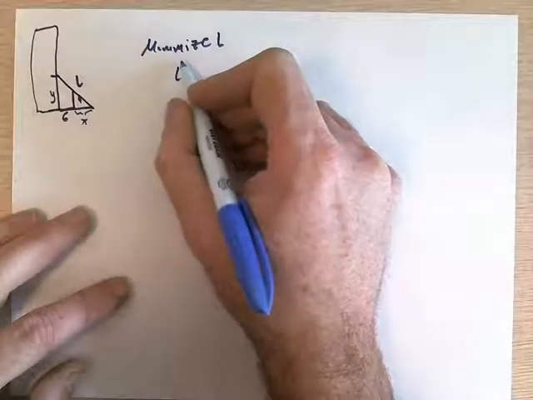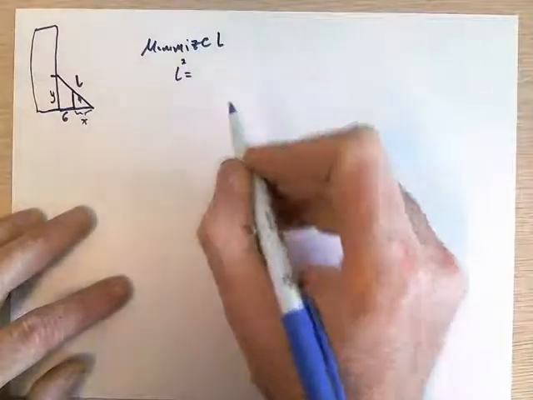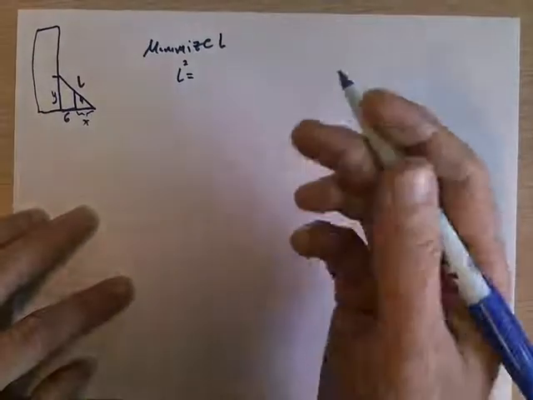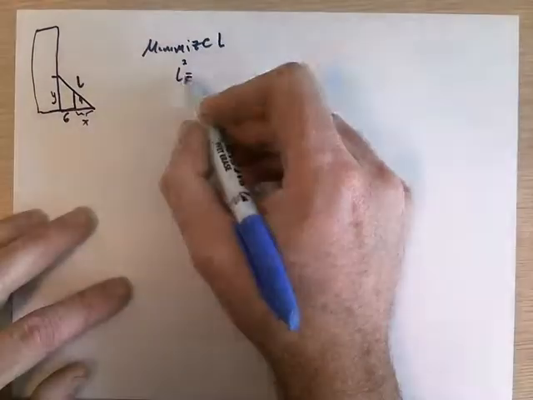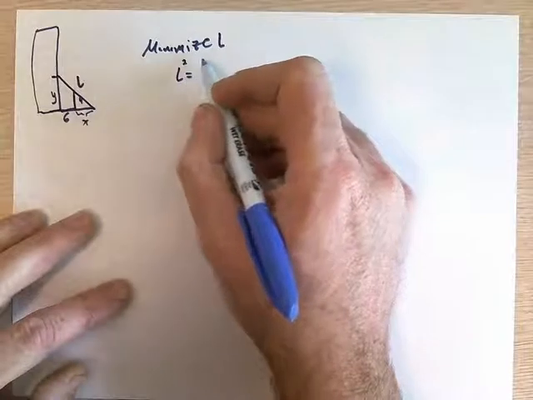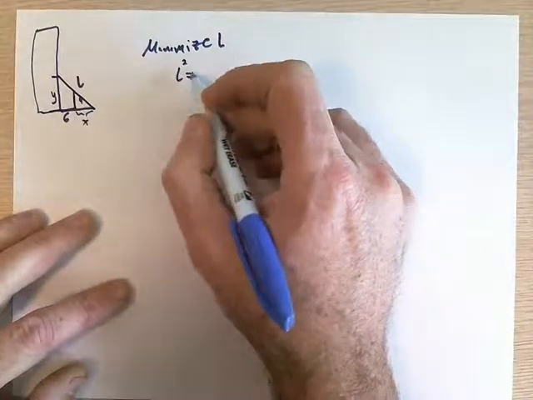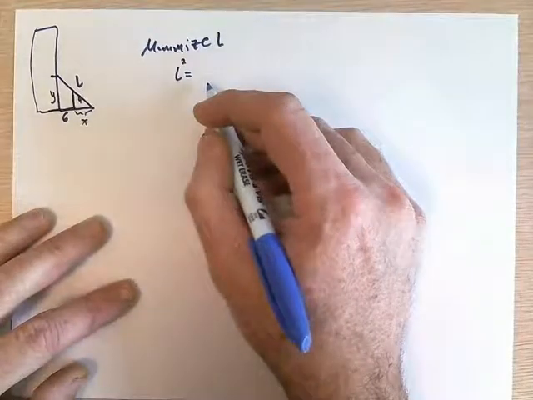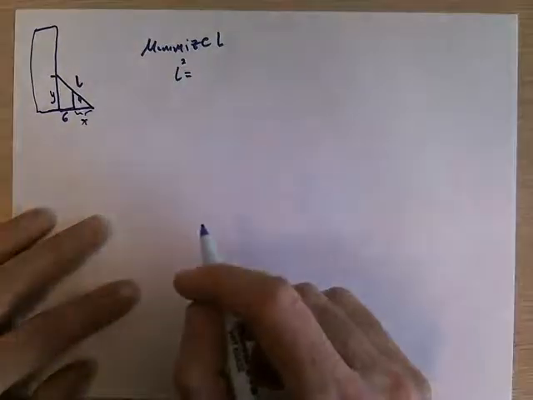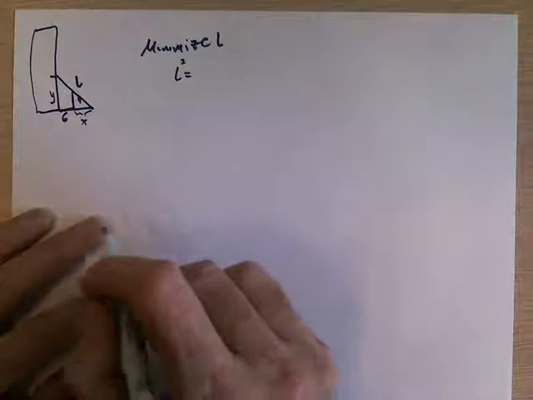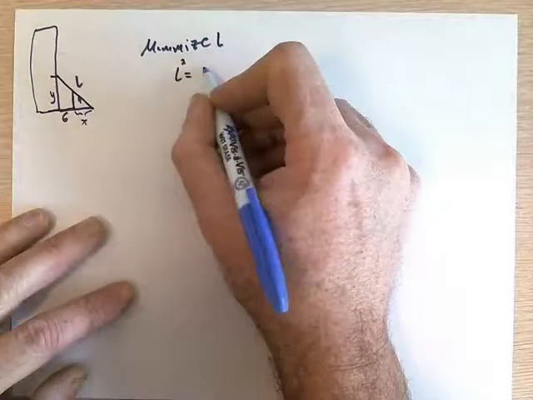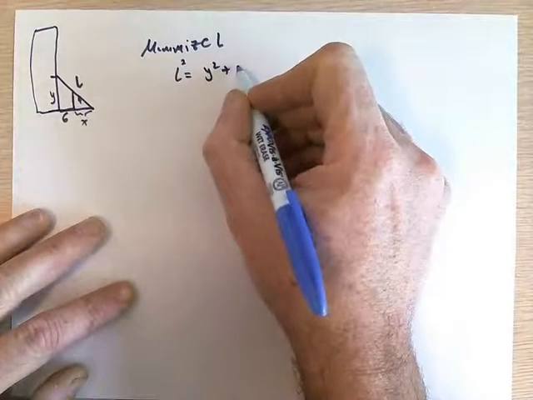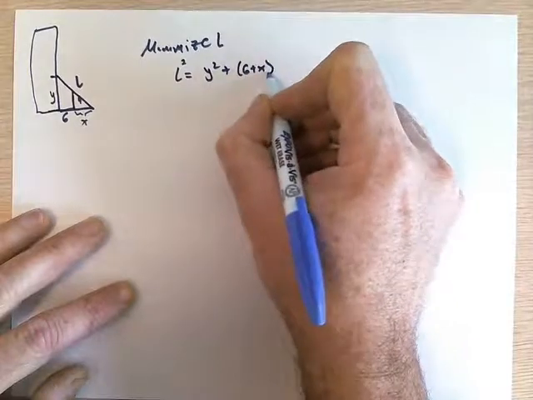well, how about if I go for L squared? I'm going to minimize the square of the length, and then the length will be minimized as well, because the square root function is always going uphill, so bigger numbers have bigger square roots. And if I can minimize L squared, then I'll have minimized L. So L squared is going to be Y squared plus (6 plus X) squared.